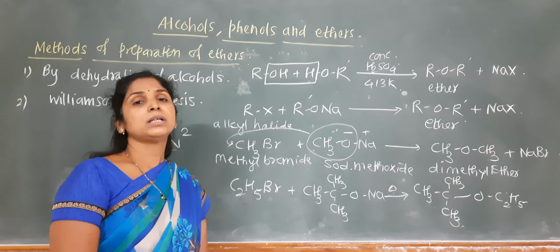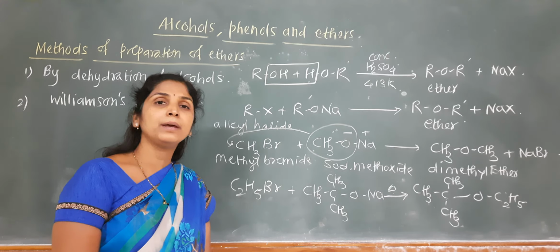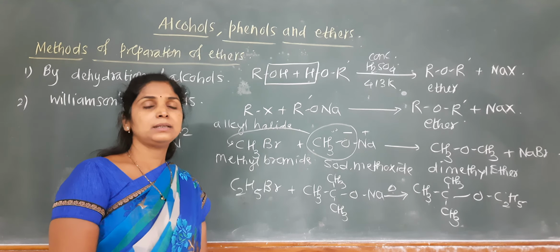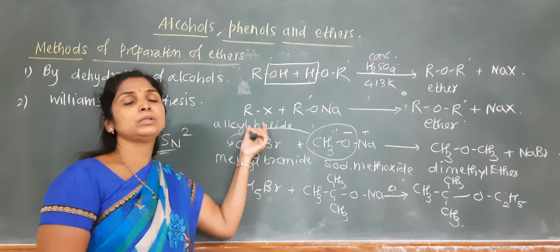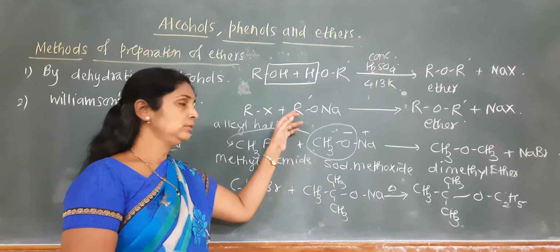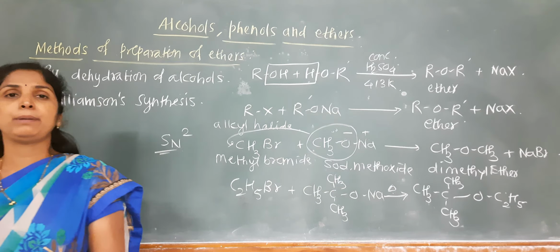Remember the name of this reaction. Many times a 2-mark question comes: how will you prepare diethyl ether and ethyl methyl ether by Williamson synthesis? In that case you have to choose the correct alkyl halide and the correct sodium alkoxide. So this was all about the second method of preparation.